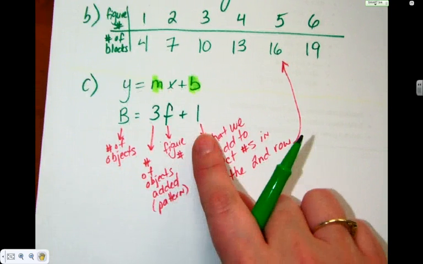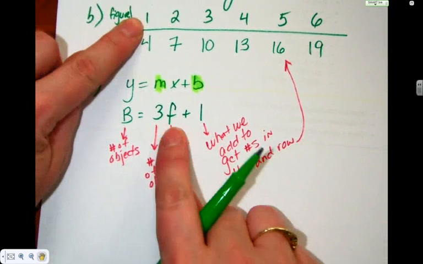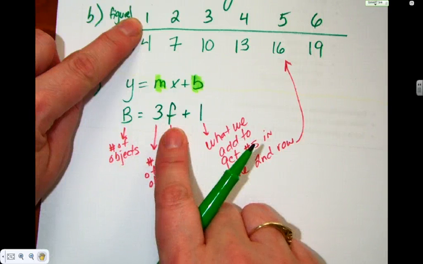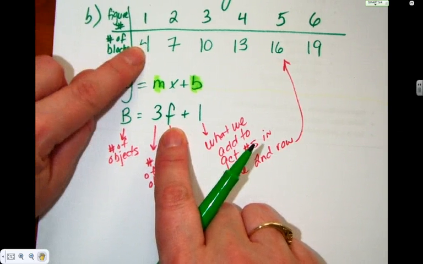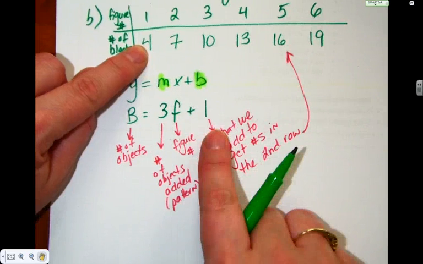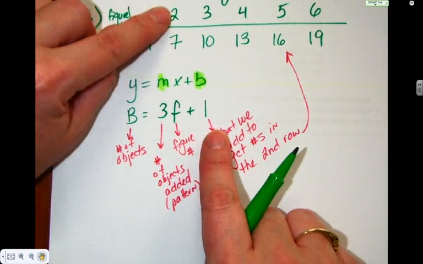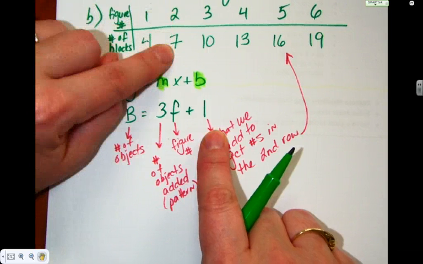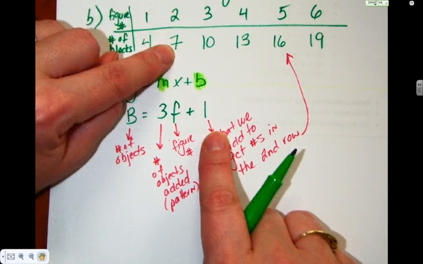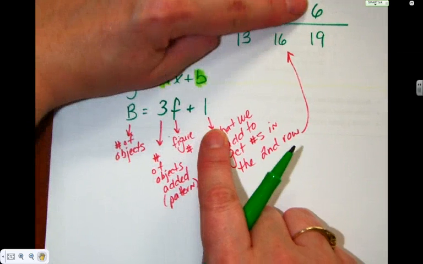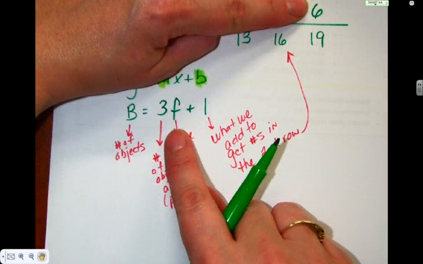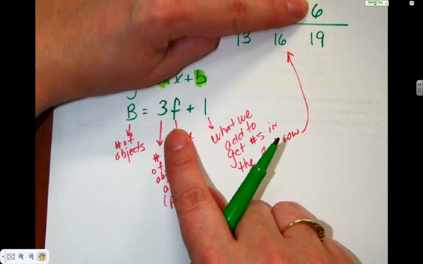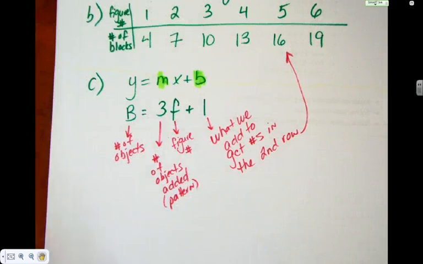So let's just review, why was it 1? Well, if I have 1 times 3, that should be 3, but it's not, it's 4. So how do I get 4? I add 1. And then we can check, well, what's 2 times 3? 6, but I need 7. How do I go from 6 to 7? I add 1. We can even check a number way down here. What's 6 times 3? 18. What do I need to do to get 19? I need to add 1.